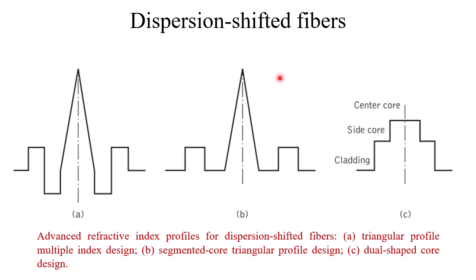There are several ways to create dispersion shifted fibers, like we can engineer the refractive index profile of both core and cladding, like triangular profile multiple index design, this one, or segmented core triangular profile design, this one, or dual shaped core design like this one. This will cause the zero dispersion wavelength to shift towards the 1.55 micrometer region.